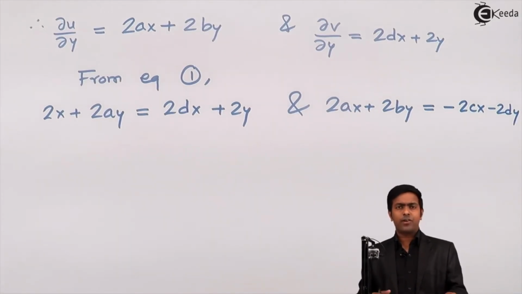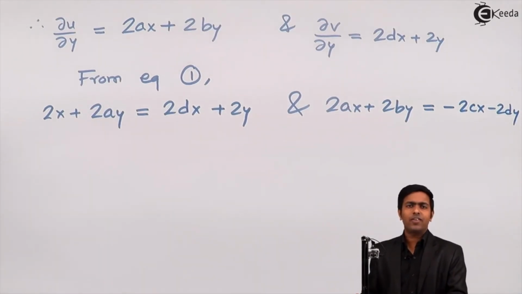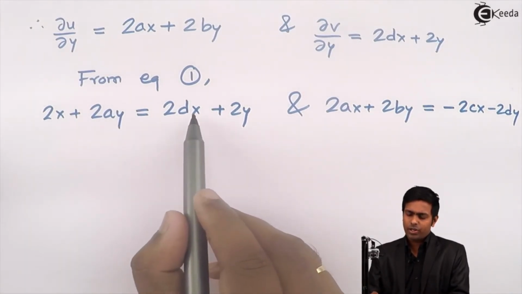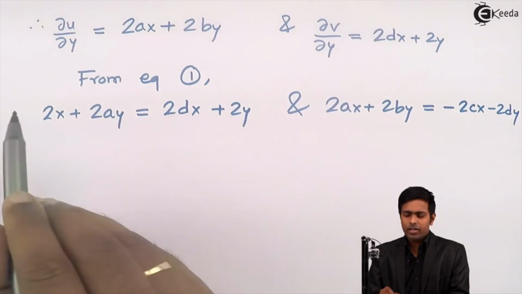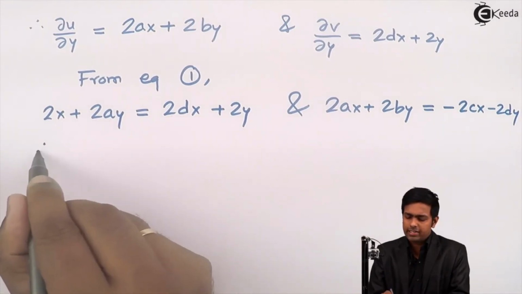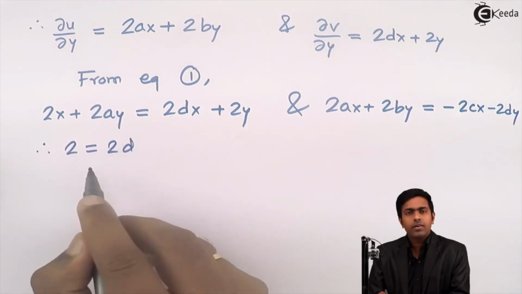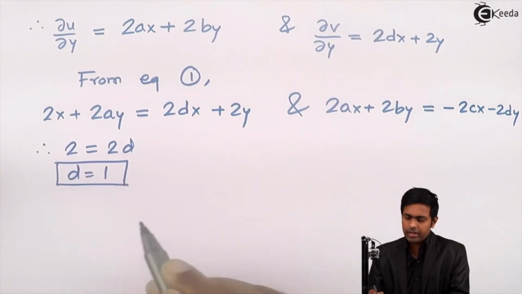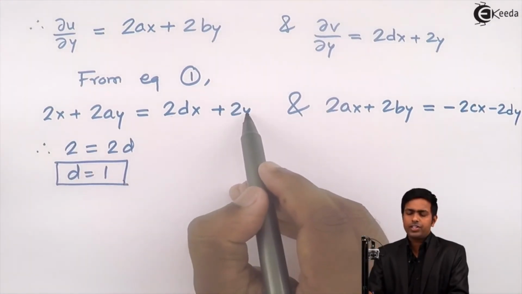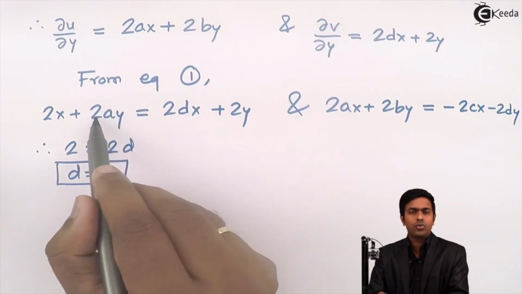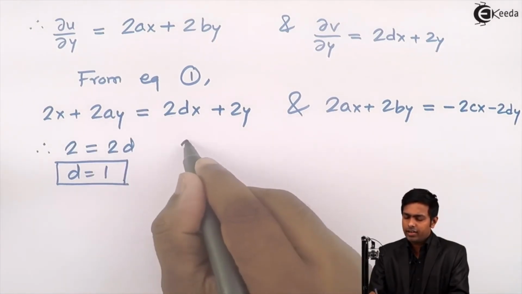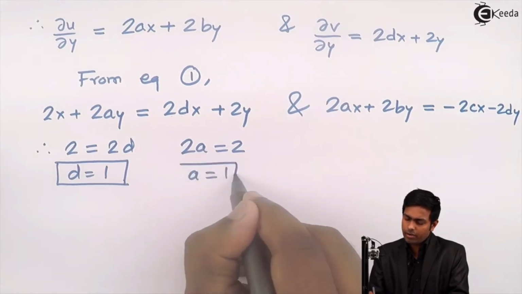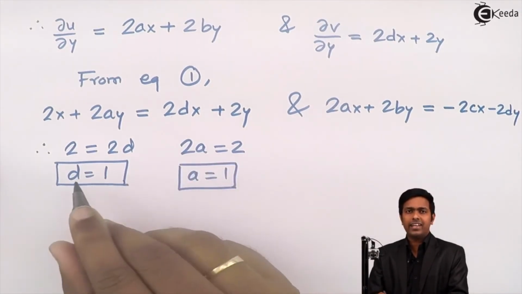Now guys, it's just a matter of comparison to get the values of a, b, c, d. If we compare these two equations, it's quite simple. The coefficient of x is 2d, here the coefficient of x is 2. So 2 is equal to 2d, or d is equal to 1. So I got one value. Next, the coefficient of y is 2, here it is 2a, and since they are equal, 2a is equal to 2, and therefore a is also equal to 1. So we got the values of a and d.